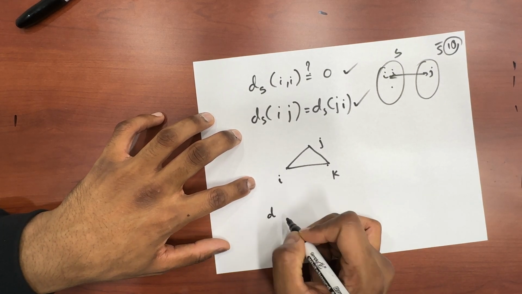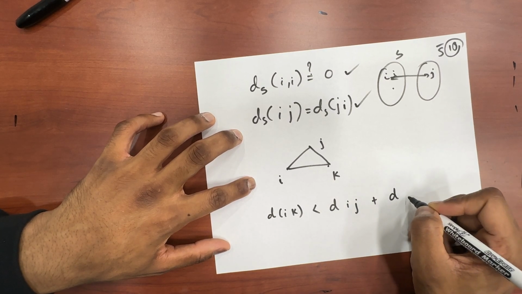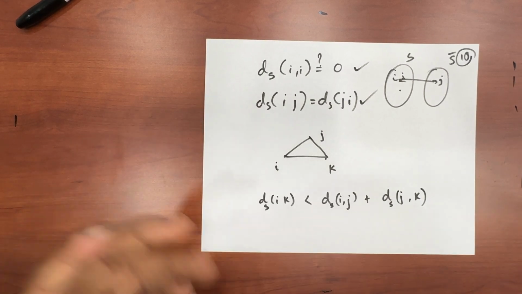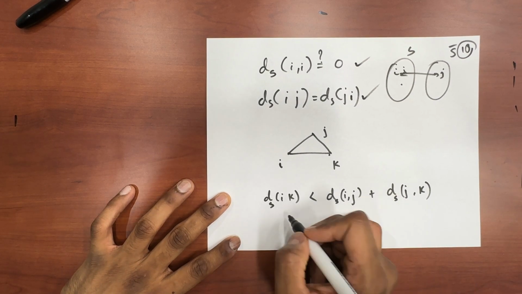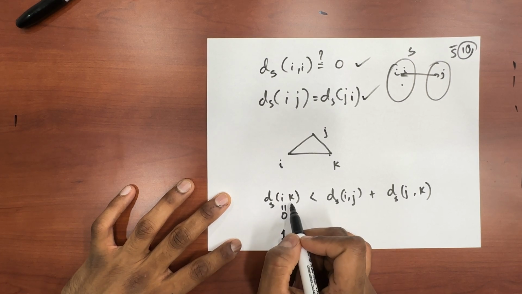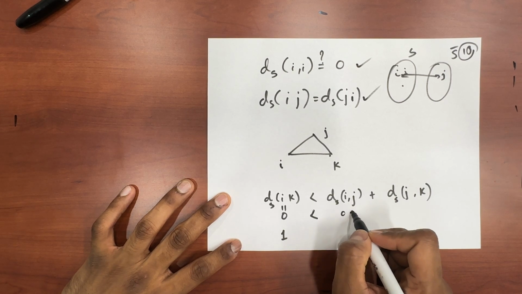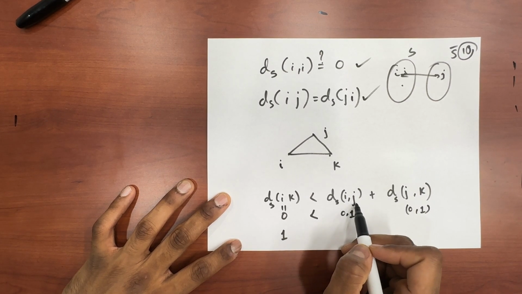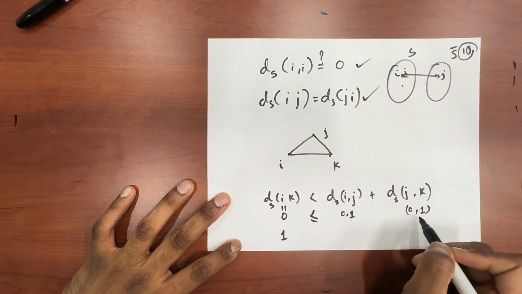The triangle inequality is that d(i, k) is less than or equal to d(i, j) plus d(j, k). All of them are obviously subscripted by S. So is it true? Let's see the two cases. d_S(i, k) could be 0 or 1. If i and k are on the same side, that means it is 0, and it is less than d_S(i, j) or d_S(j, k), which are always either 0 or 1. If they are both 0, that means i and j are on the same side and j and k are on the same side. That means i and k are also on the same side. So 0 is always less than or equal to 0.